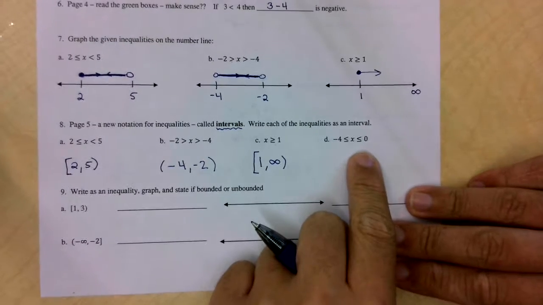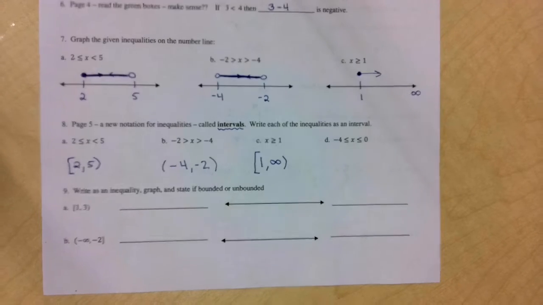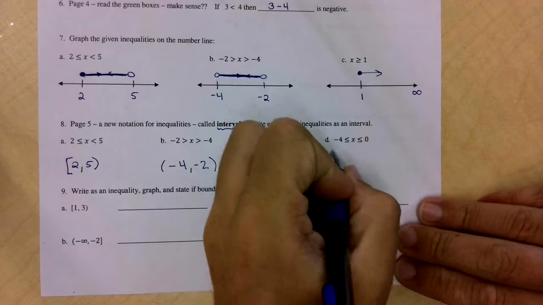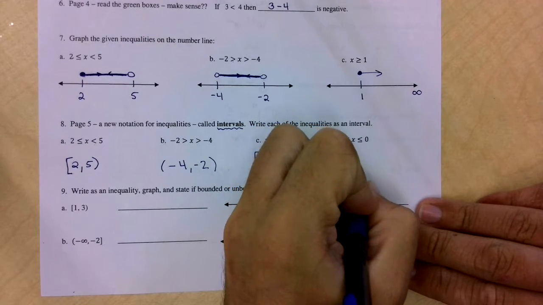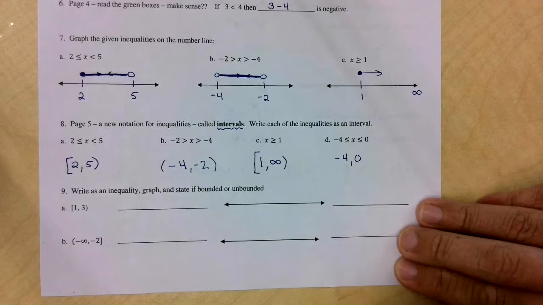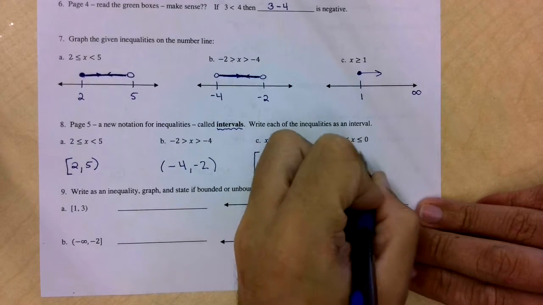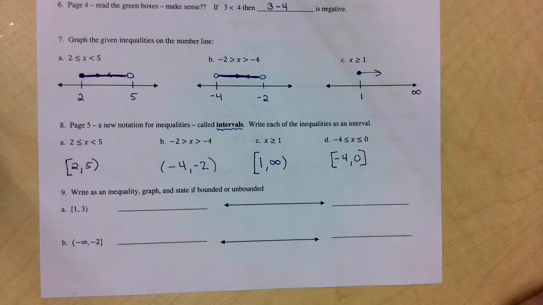Here's a new one. I want you to just take a second, maybe pause the video, try that out on your own. All right, after having paused the video, you would have had -4 and 0 as your starting and stopping points. And because you've got the lines underneath both, brackets for both. That's how hard it's supposed to be.